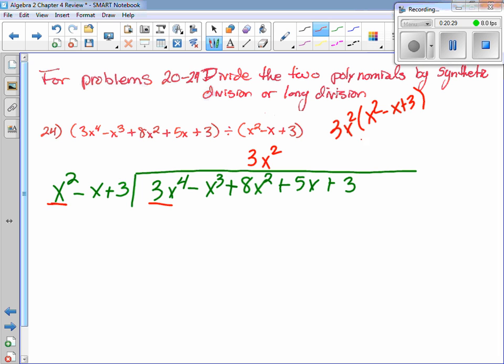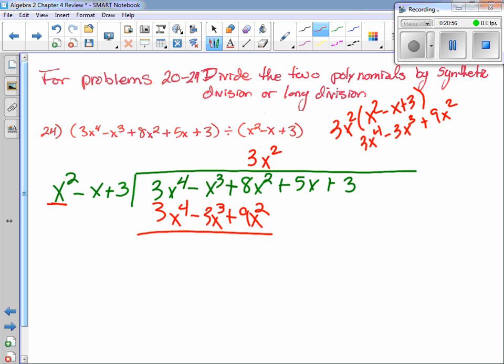3x squared times x squared is 3x to the fourth, which is just what we wanted. 3x times negative x would be negative 3x to the third. 3x squared times 3 is going to be plus 9x squared. And we put this right underneath here. 3x to the fourth minus 3x cubed plus 9x squared. So we put it right underneath there, and then we do what?